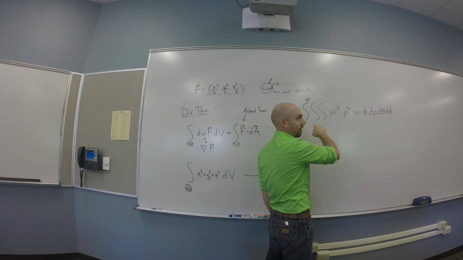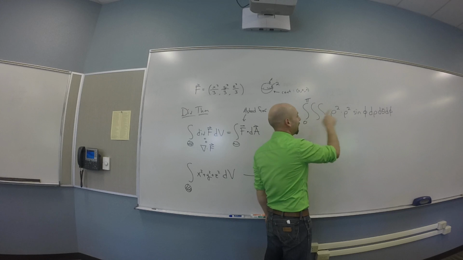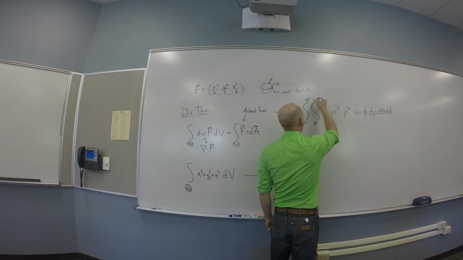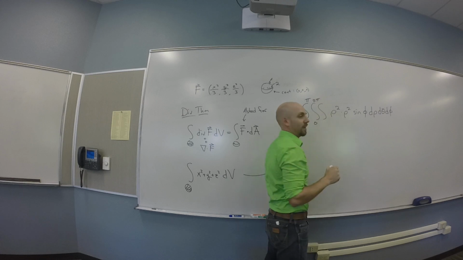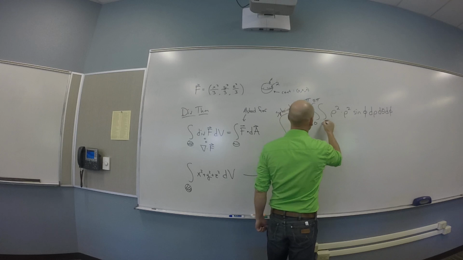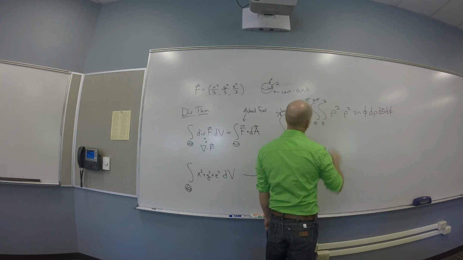You can always throw 1/2 in the front and do 2 pi. Next, the thetas go from 0 to 2 pi, and the rhos go from 0 to 2. The radius is 2. Oh, cool.